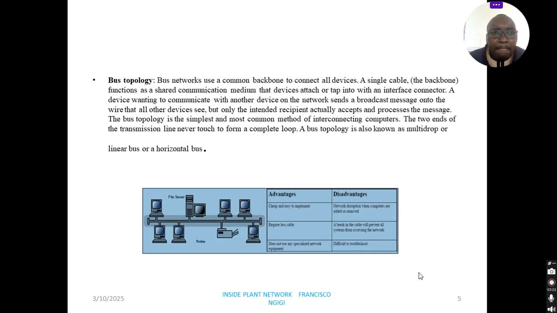So the bus, you can see how the devices are connected or how they are networked. And therefore, in a bus network, we use a backbone to connect all devices. So kindly see the theories as they are on the screen, and also know the advantages and the disadvantages.